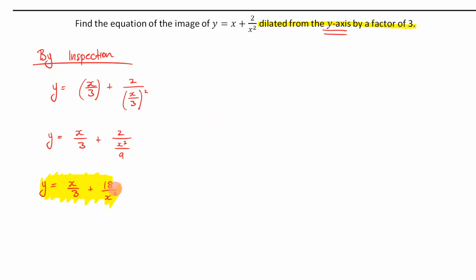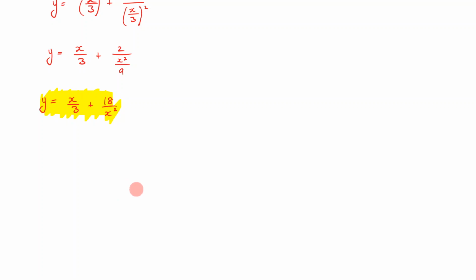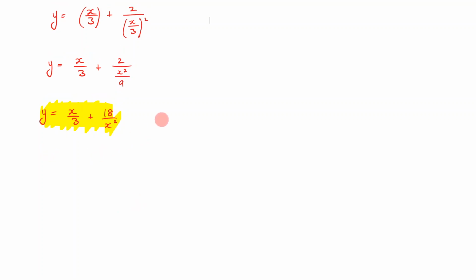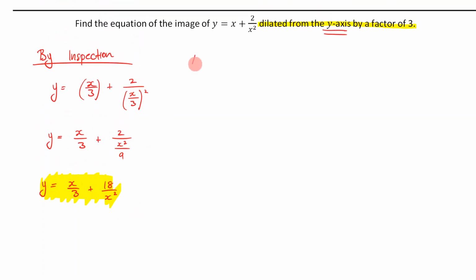So this is doing it by inspection. The other way you could do this is doing it by the method. And you know what I might do? I might do it up here, by the method. So I'm starting with a point. I'm going to my new point, which I'm calling (x', y').